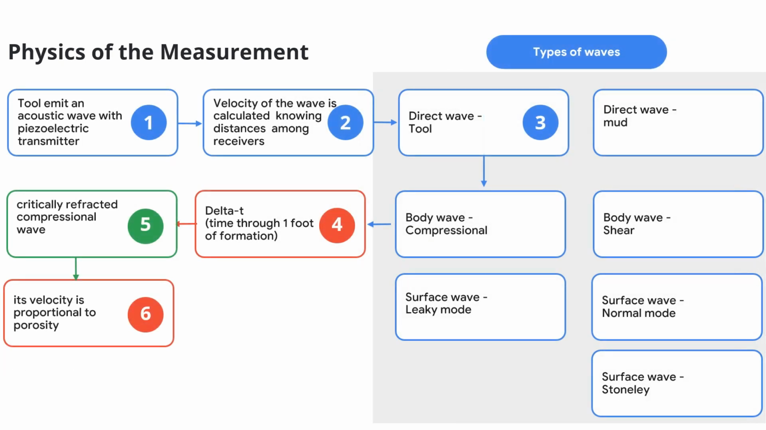To summarize, the tool emits acoustic waves, and we calculate the velocity of these waves by knowing the time they were generated and the distance between two or more receivers. There are many types of waves generated, but we are interested in calculating delta T values for critically refracted compressional waves and shear waves because porosity is proportional to the wave's velocity.